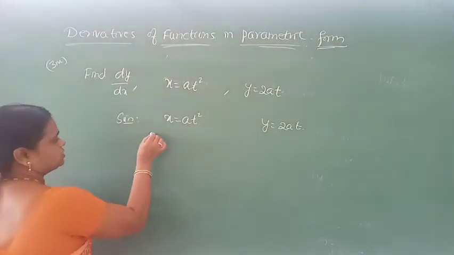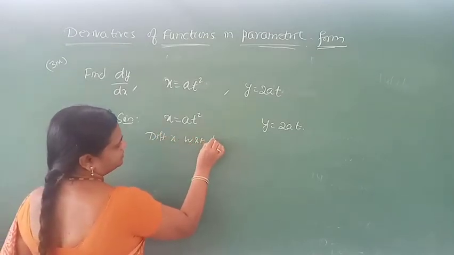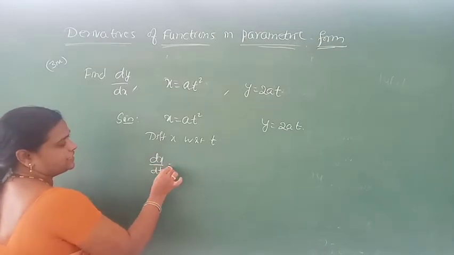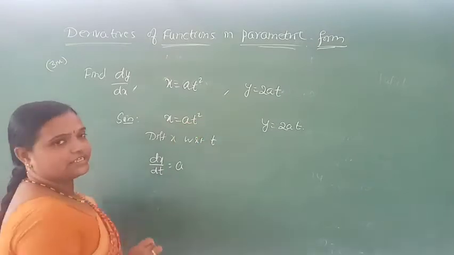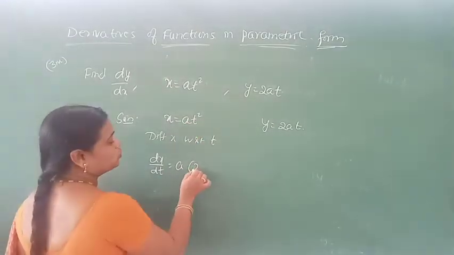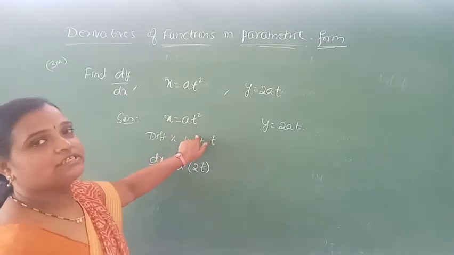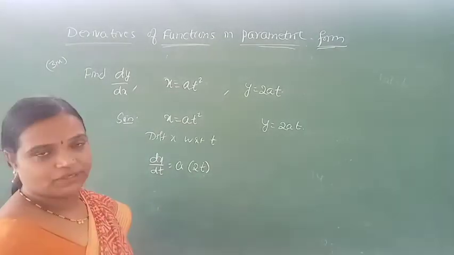Therefore, do the differentiation. Differentiate x with respect to t. dx by dt, a is a constant, therefore write as it is, t square. T square differentiation is what? 2t. Because you know that x square differential is 2x. Instead of x square we are given t, therefore t square differential is 2t.